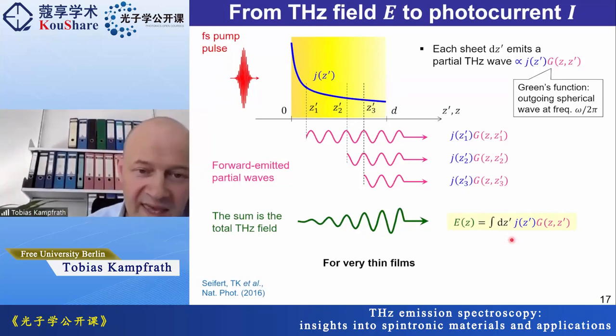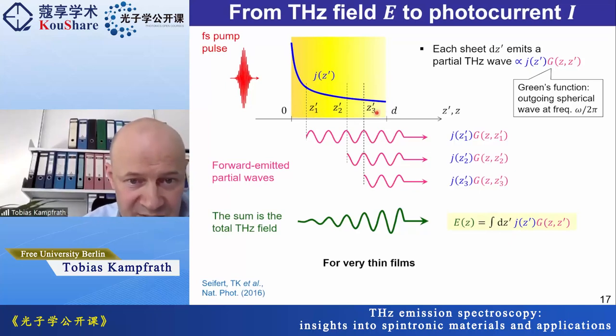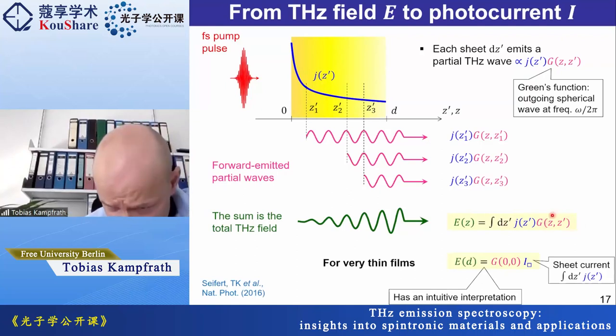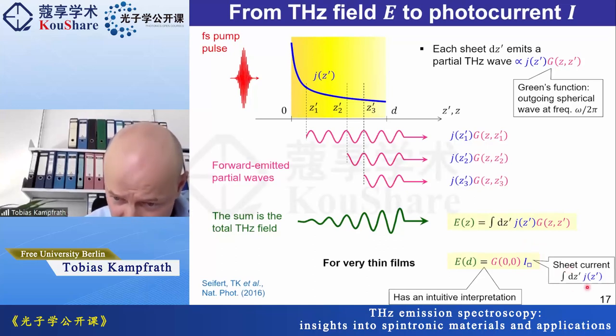And often you can apply a very nice approximation here, because often our film, our sample is very thin. And this means that basically the Green's function here doesn't change over the thickness of the sample. So we can evaluate the Green's function or the spherical wave at position Z and Z prime equaling to zero. Then we can pull out the Green's function out of the integral, and we basically get the integral over the photocurrent here. And this is also called the sheet photocurrent, so the integral over the photocurrent density.